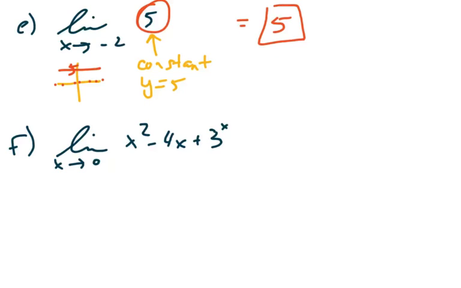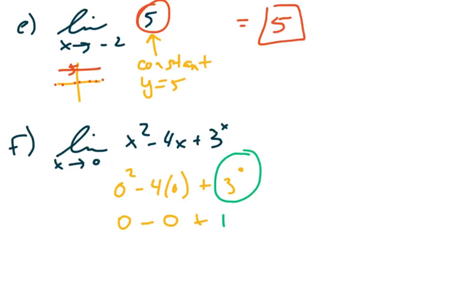Okay, moving on to F. We've got the limit as x approaches 0. So, again, first thing we're going to do is plug in. And a lot of people wanted to give me 0 for this answer. 0 squared is 0. Negative 4 times 0 is going to be 0. But remember, anything to the 0 power is a 1, not 0. Okay, so this problem overall simplifies to a 1, not 0. So just be careful with that. Anything to the 0 power is 1, not 0.